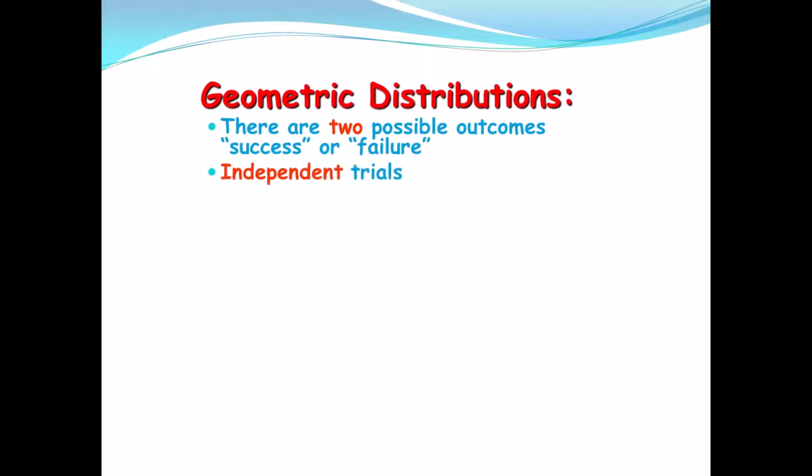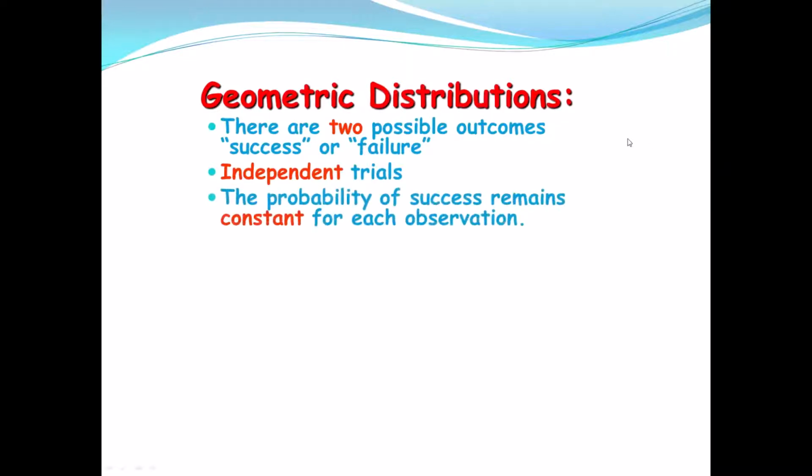Let's just start. There are 2 possible outcomes, success or failure. Sounds familiar. All your trials are independent, so knowing that one thing happened or was a success doesn't tell you what comes next. Probability of success remains constant for each observation. So we've really hit all 3 that the 2 share in common. Where they differ is with the last one.